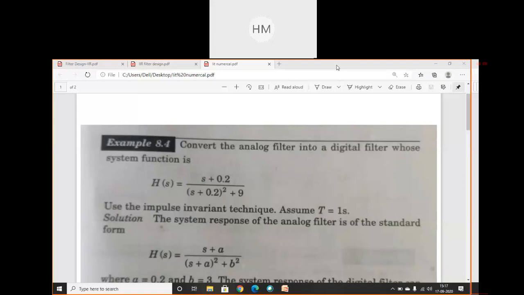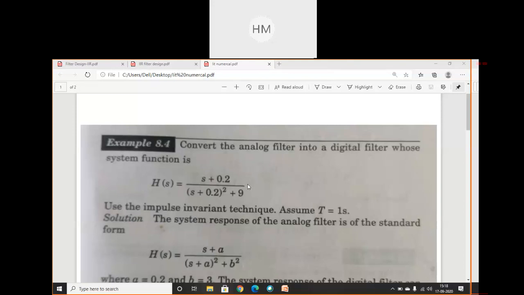Use impulse invariant technique. Assume T equals 1 second. So now what I have to do? I have to convert the analog filter into digital filter whose system function is given by this. It is having both poles and zeros in the equation. It gives you a resemblance of IIR filter.